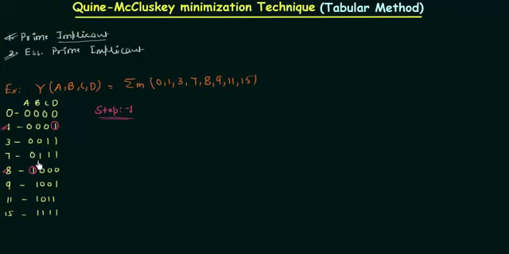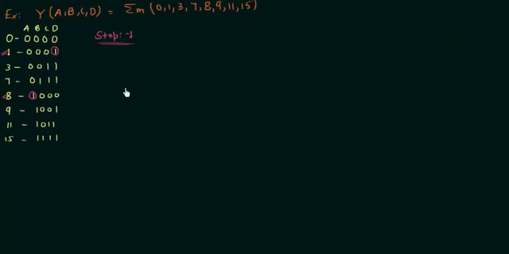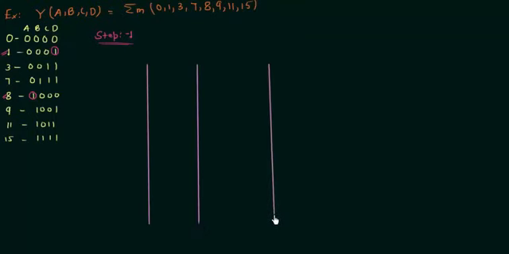In the same way, we have to make groups for the minterms having 2 ones, 3 ones and so on. So this is what we are going to do in step number 1. We will make the table with 3 columns. So let's do it quickly. This is the first column, this is the second column, and this one will be the third column.